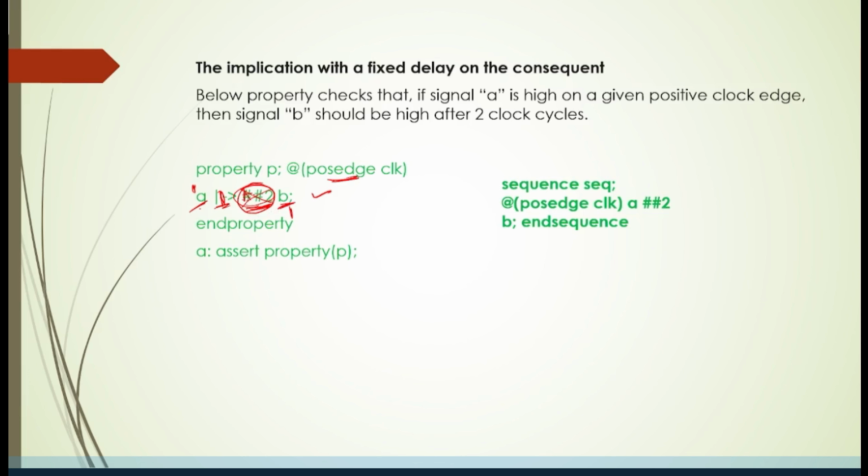this hash 2. You already know that this hash is related to delays. I have already explained it clearly in the previous session while discussing concurrent assertions. As I told you, I'll link that in the description box, so you can go there and check it out. So this is how you write it by using the implication operator within the properties. But if you are writing within the sequence, you can just write it as A hash 2 B. So this is how you will be writing your sequences and properties.